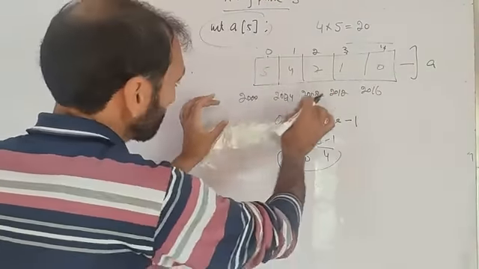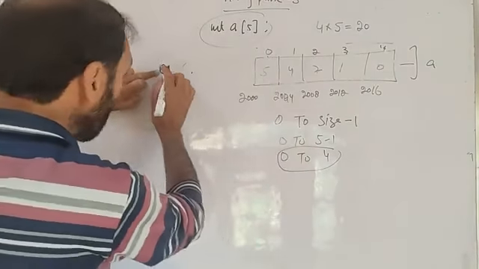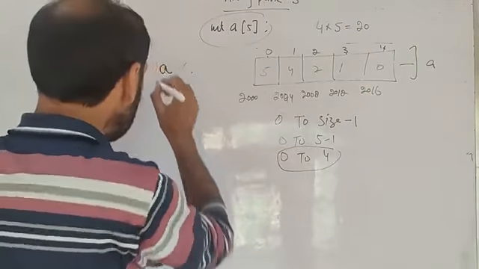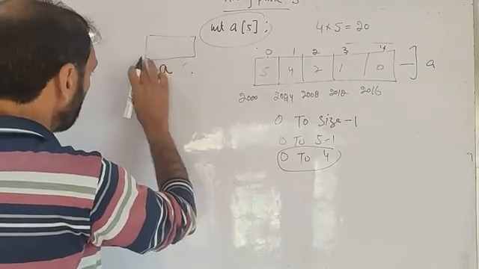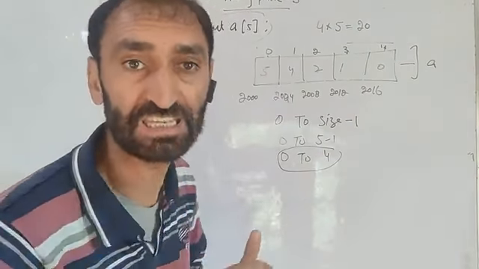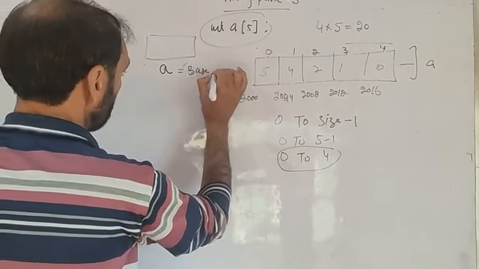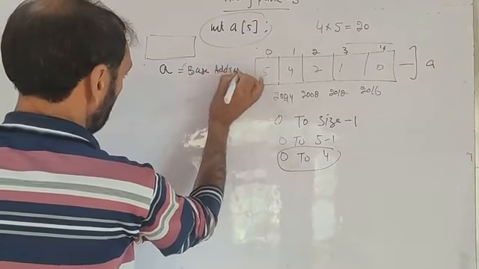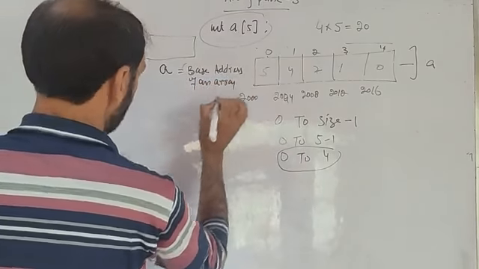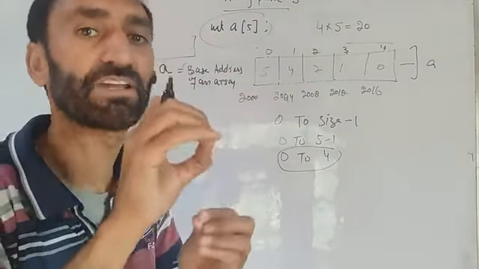We are going to access these elements through these indexes. You see A, what is A? A is the name of the array. Actually, what does A contain? The name of an array contains the base address of an array. In this case, the name is A, and that contains the base address of the array.